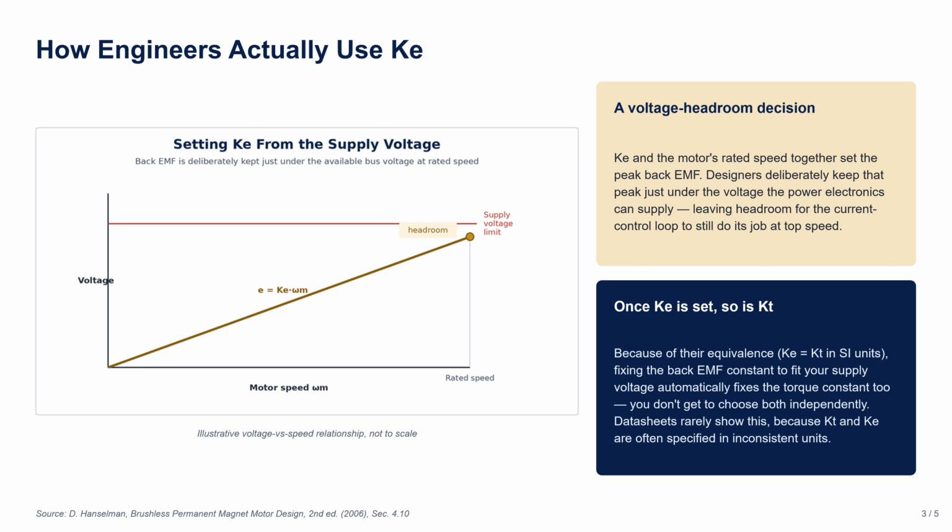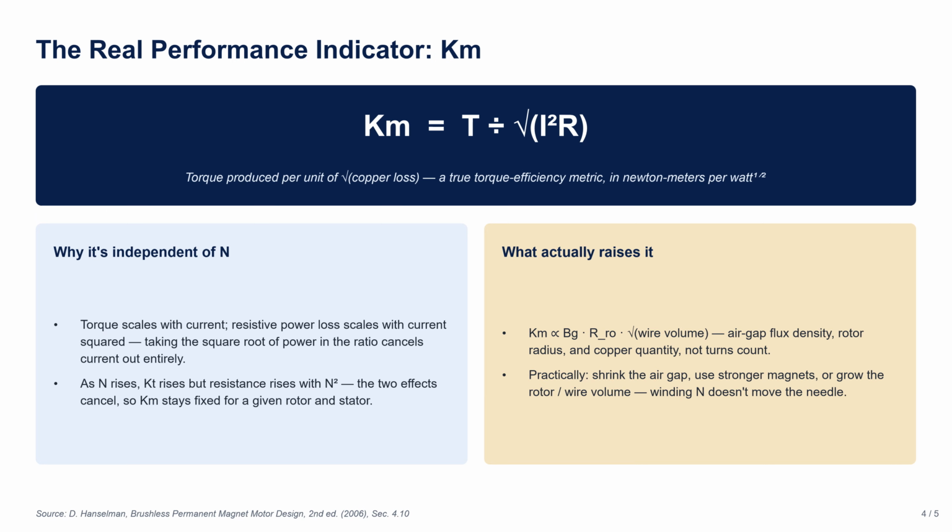Once you fix Ke to hit that target, something important happens automatically. Because Ke and Kt are numerically equivalent in SI units, the torque constant gets fixed too. You don't get to choose both independently. And here's a subtlety worth remembering. Most datasheets never show this equivalence explicitly because manufacturers often specify Kt and Ke using inconsistent units, which hides the relationship in plain sight.